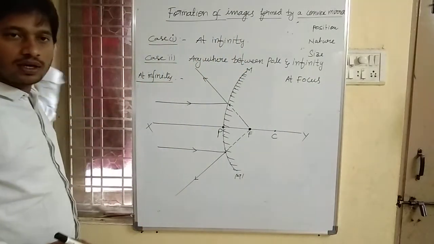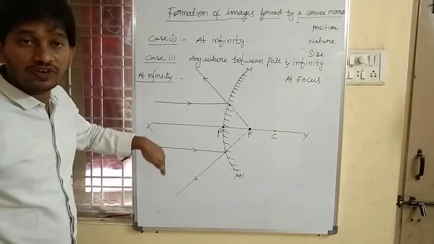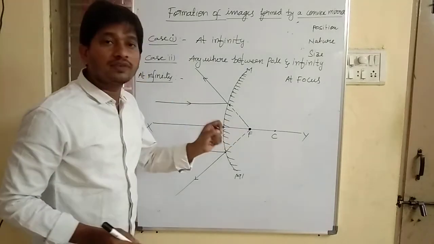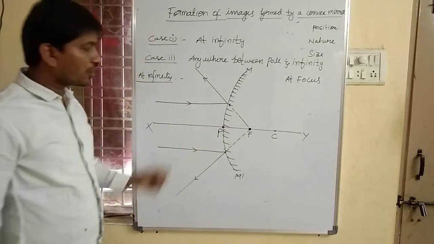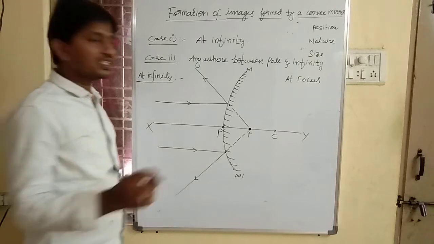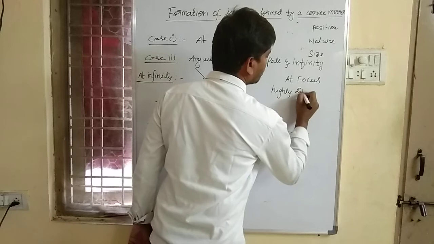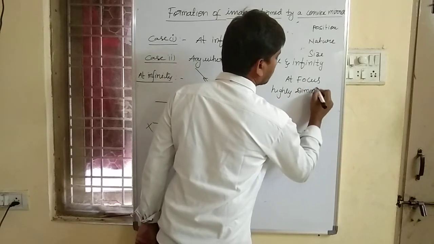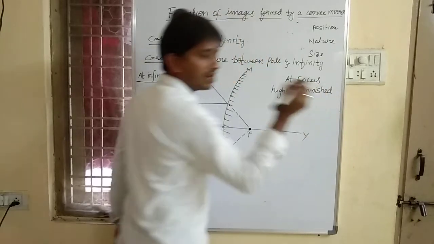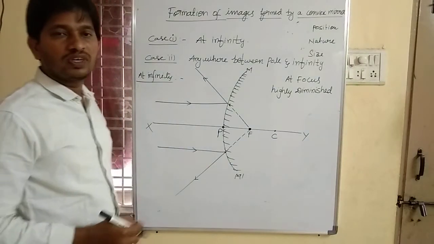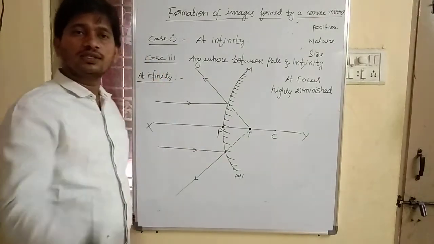If an object is at infinity, where is the position of the image? The position of the image is at infinity. And what is the size of the image? It is highly diminished. This is the scientific terminology, which means very small. We get a small size image.